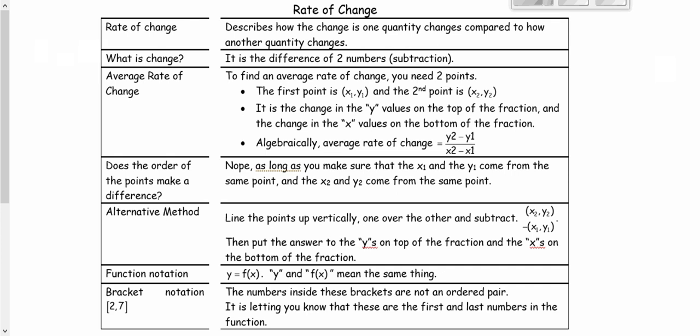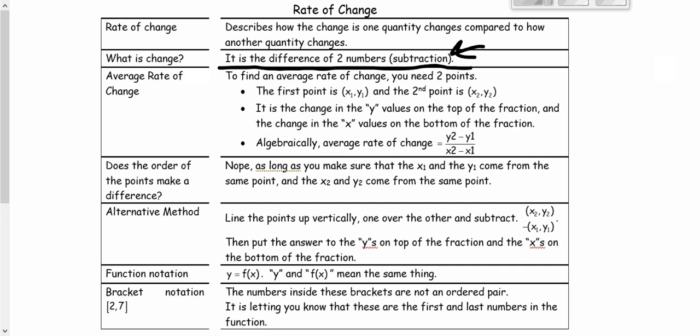In this lesson, we are going to talk about rate of change. So rate of change is how we see the change in your vertical movement compared to your horizontal movement between 2 points. It is a difference in numbers. So we're going to be talking about using subtraction here, okay? In order to find the rate of change, you have to find the rate of change between 2 points.